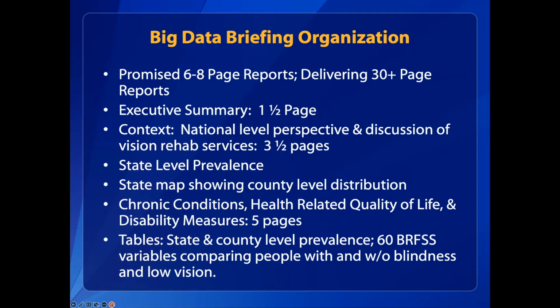And then in addition to that, because of the data set that we have, we're able to look at chronic conditions, health-related quality of life, and disability measures. We'll talk about that. That occupies 5 pages of this report. And then following this narrative with these fairly accessible bar charts in the report, there are fairly intense tables that show state and county level prevalence of vision impairment. And we've got 60 variables in there. We're comparing people with and without vision impairment, and we're showing the state level data compared to national data. So again, it's pretty dense, but it's the kind of stuff that you can pull from to make a case.